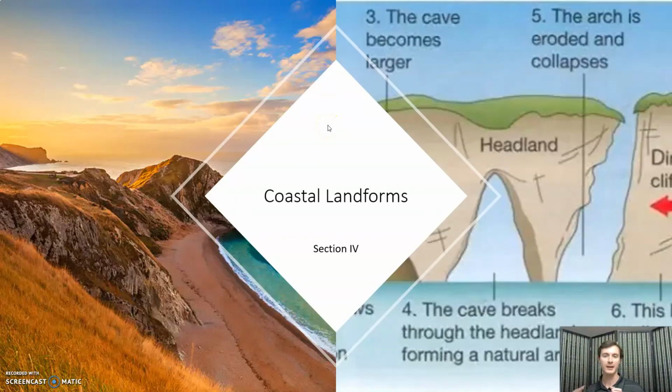Okay, so that is it for our section here on the motion of the ocean, waves and currents and tides. For our final section, now we finally get to talk about the results of this. If you go to the coast, you see all these different rock formations. What do these mean? This is going to be all in our section on coastal landforms.